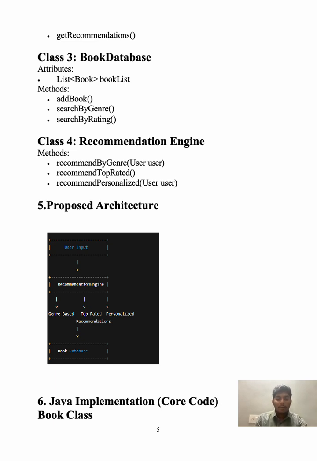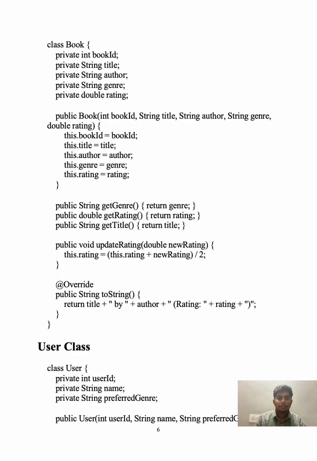And the sixth one is Java implementation, core code, Book class. So the Book class contains private int bookId, private String title, private String author, private String genre and private double rating. So the book ID tells which book it is, the author who has written the book, the genre it is written in, and the rating, how much the users have given. And here is the code for the User class.